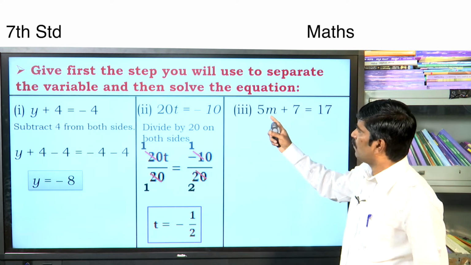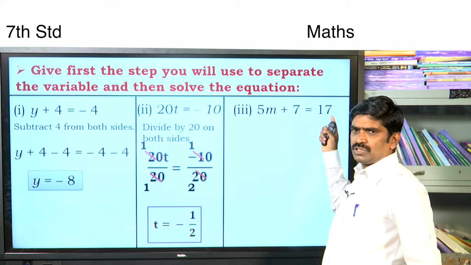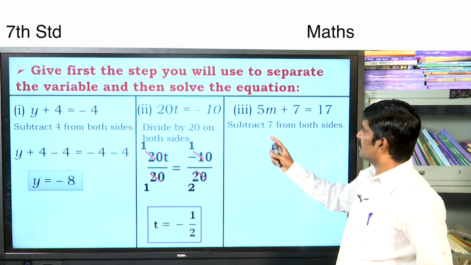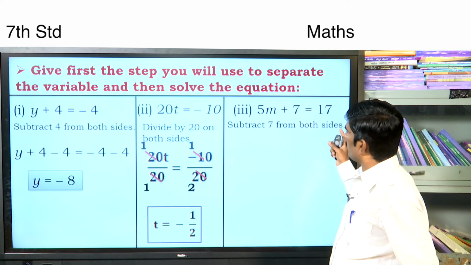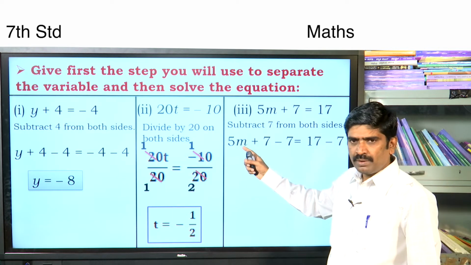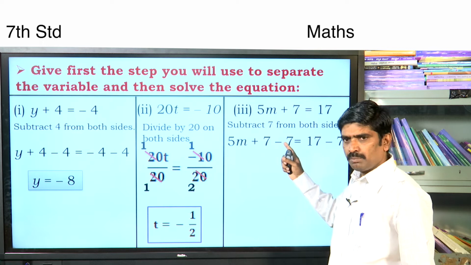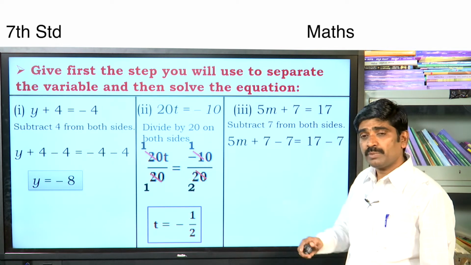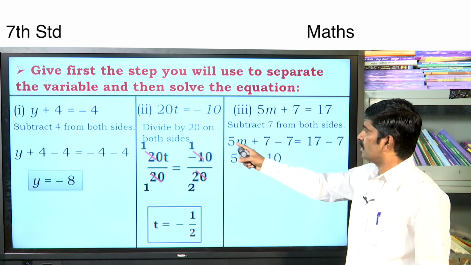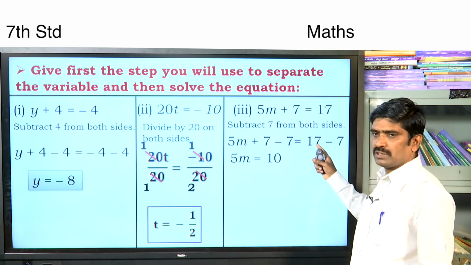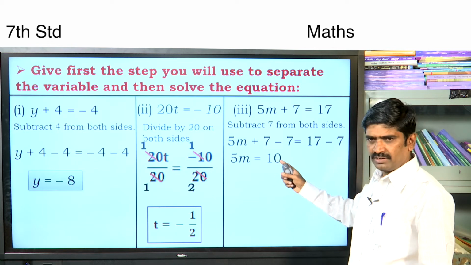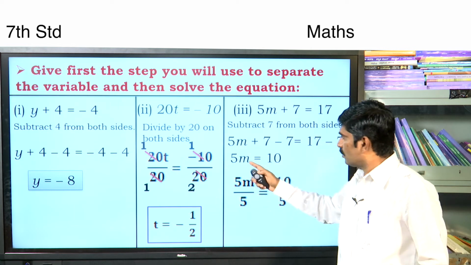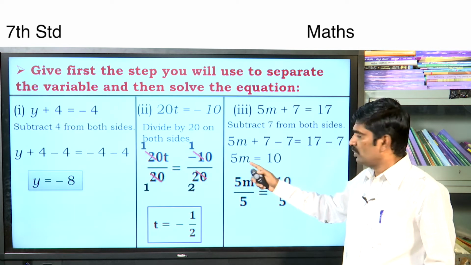Third one, 5m plus 7 is equal to 17. What will be the first step? Subtract 7 from both sides. Therefore, 5m plus 7 minus 7 is equal to 17 minus 7. 7 minus 7, that is 0. That is, 5m is equal to 17 minus 7, means 10. Very good. Therefore, see here, multiplication. Here also multiplication remains, 5m is equal to 10.